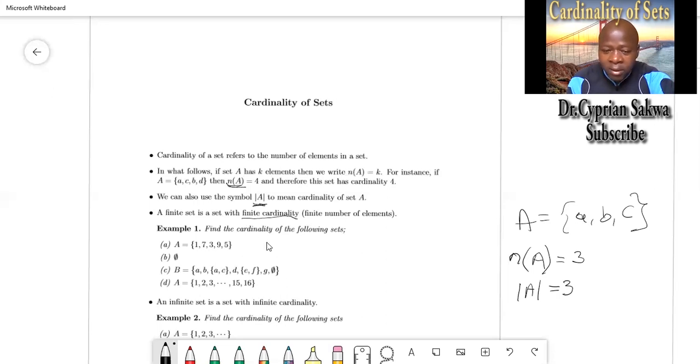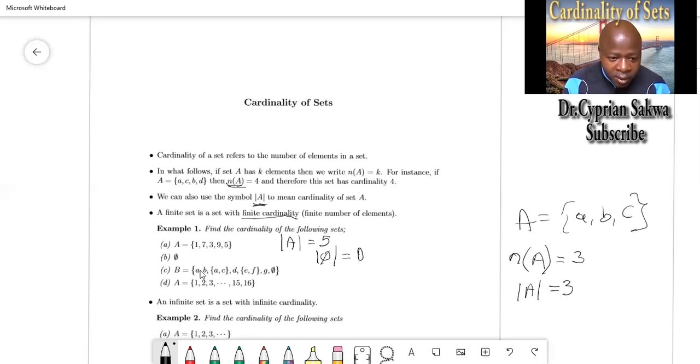We can look at examples, and our first example is: find the cardinality of the following sets. In other words, how many elements? So it's very easy. For this one, we can say this set A has 1, 2, 3, 4, 5 elements, and therefore the cardinality of A is 5. What about this one? The cardinality of this empty set is 0. It has no elements. Its cardinality is 0.